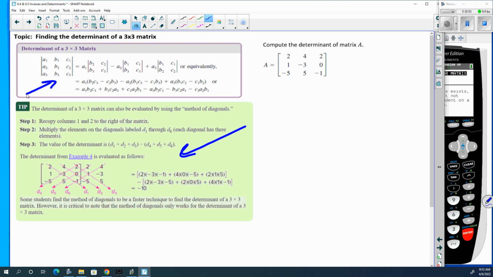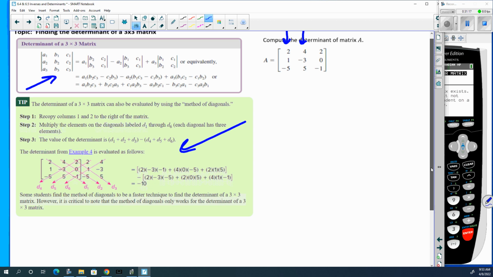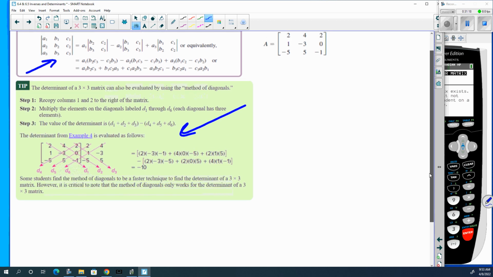Okay, so this other method says, and by the way, it would have worked with a 2 by 2 matrix also, but the 2 by 2 matrices are easy enough that you don't need to. With 3 by 3 or bigger, 4 by 4, 5 by 5, 6 by 6, this other method says what you're going to do is take these first 2 rows and just repeat them. So let me redraw this matrix down here.